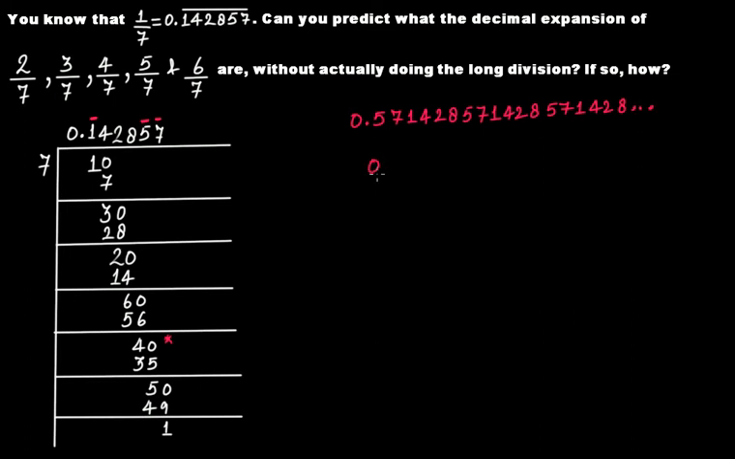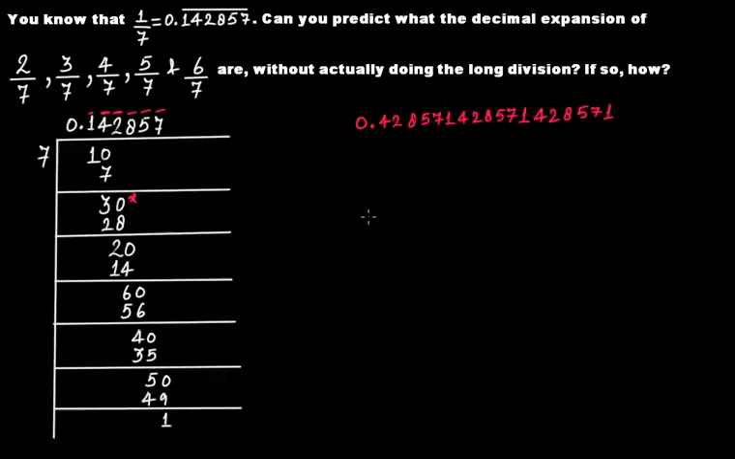It means that it is 0.571428 with a bar over it. In this case it was 0.428571 with a bar over it, sorry.